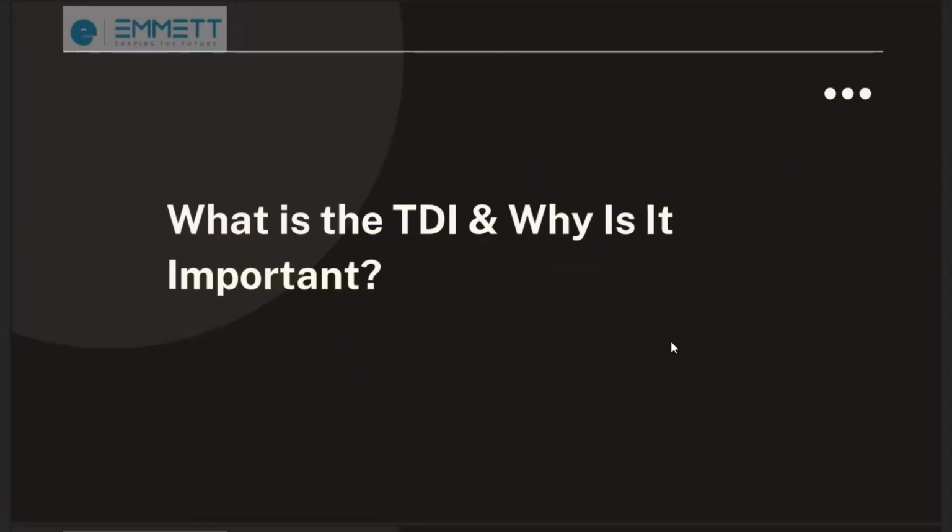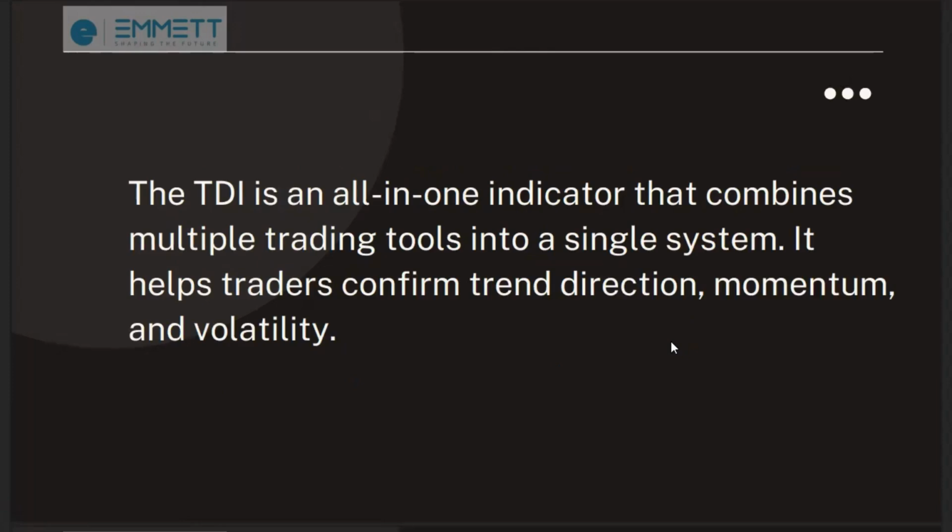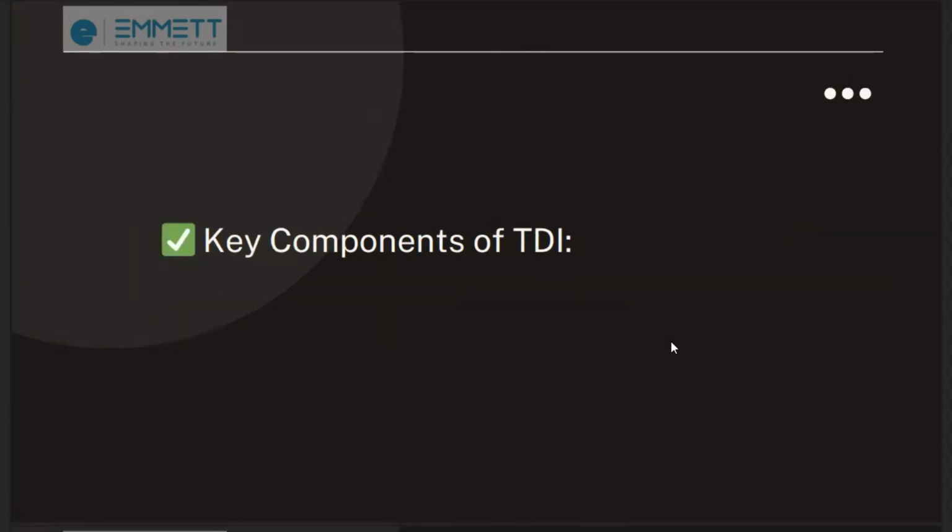First off, we want to understand what the TDI is and why it is important, especially when you're trading the BTMM strategy. The TDI is an all-in-one indicator that combines multiple trading tools into one single trading system. It helps traders to confirm trend direction, momentum, and volatility in the market. For you to properly understand how the TDI works, you must be able to understand its key components.